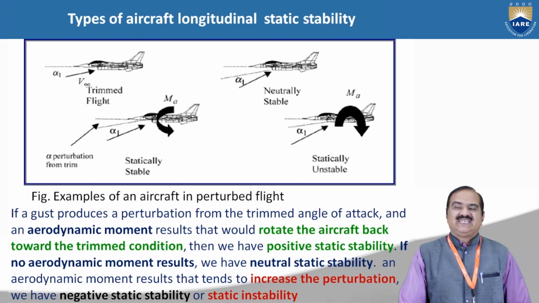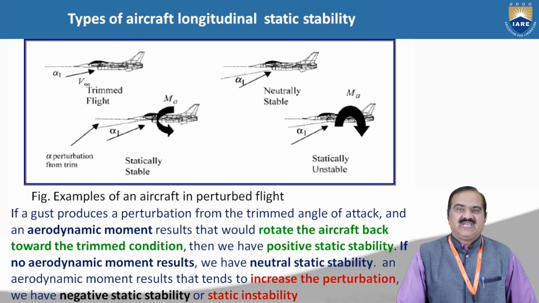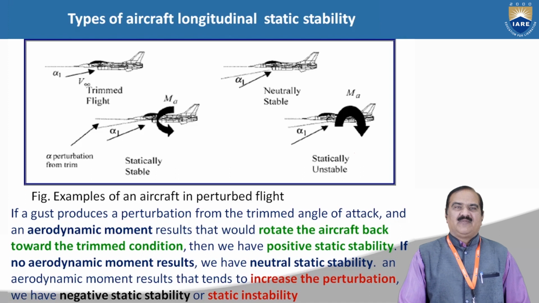The third one is statically unstable. In this, due to the aerodynamic center being ahead of the center of gravity, the nose will again try to go up only. It will not come down to its original position. So this is called the statically unstable condition.